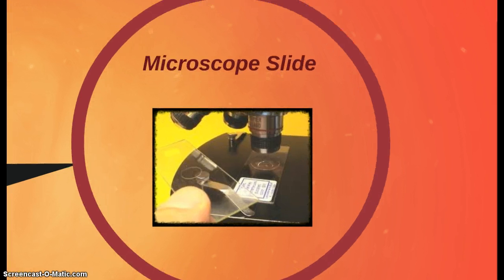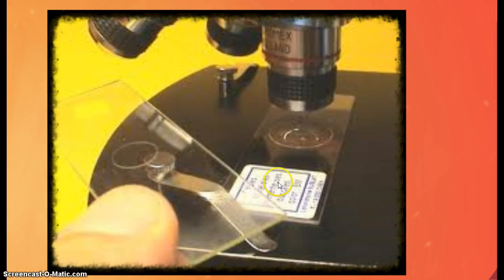Here's a photo of a microscope slide. Here you will see the objective lens looking down on your microscope slide, placed on the stage. And here are the stage clips that are used to hold the slide in place.